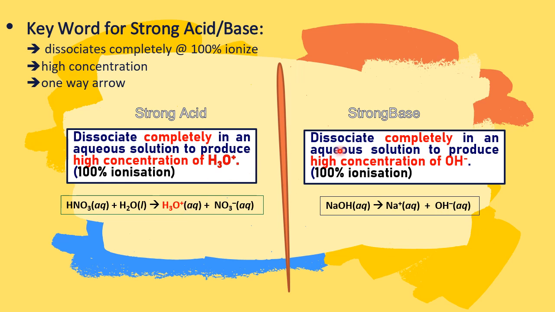So this is the conjugate acid. For a strong base, it dissociates completely in an aqueous solution to produce a high concentration of hydroxide ion, 100% ionized. In this case, this is an Arrhenius base because OH- is produced.